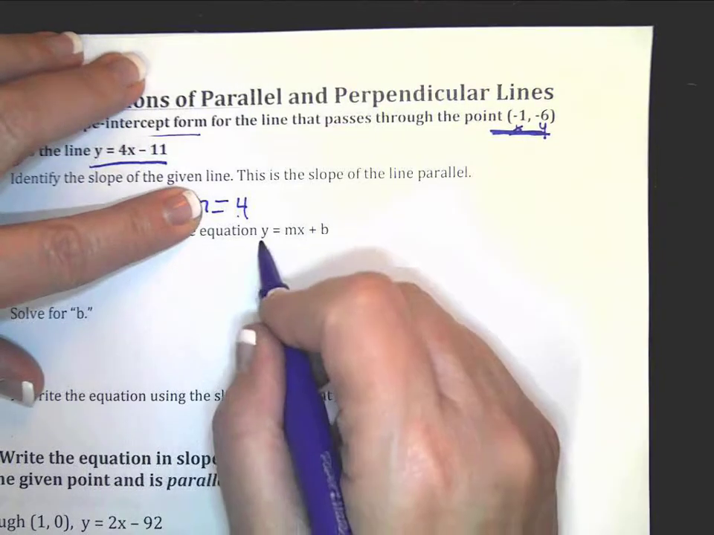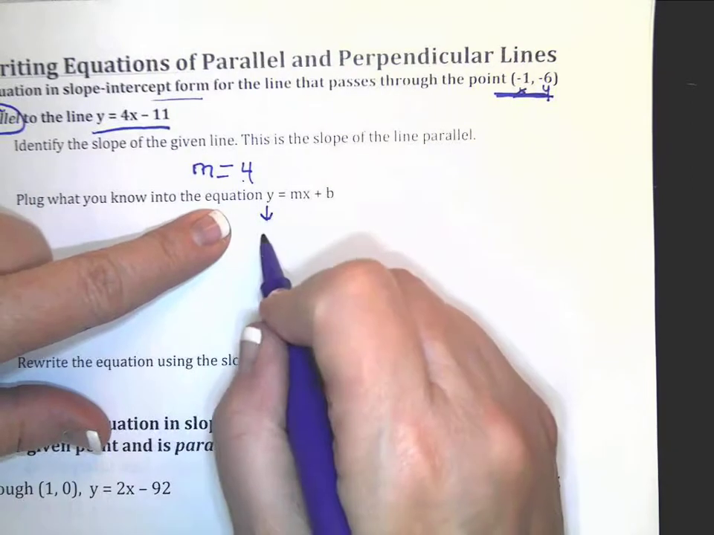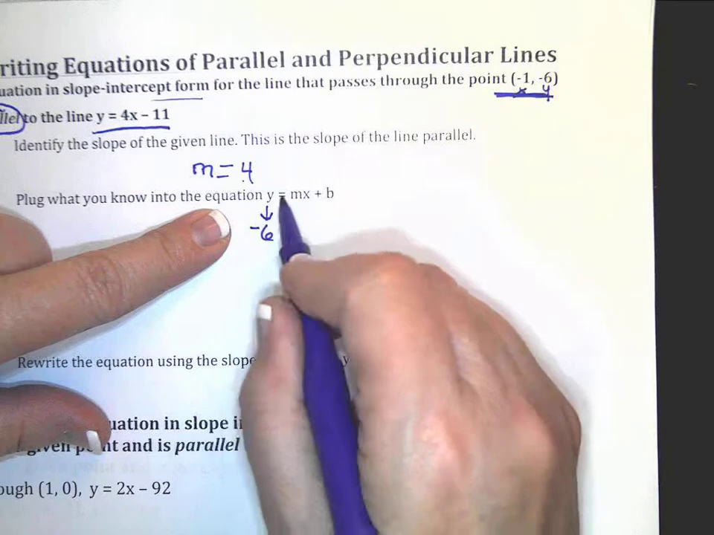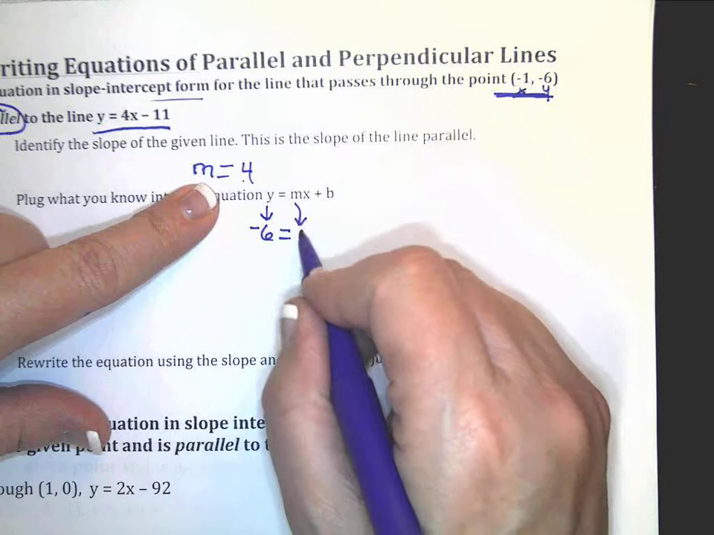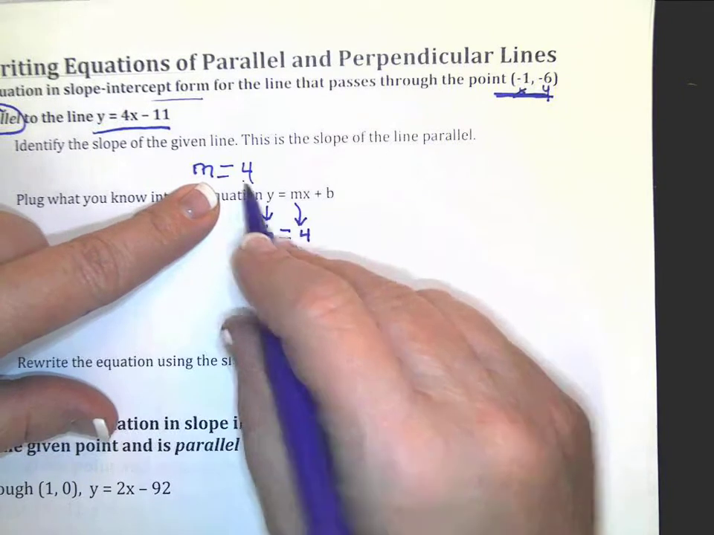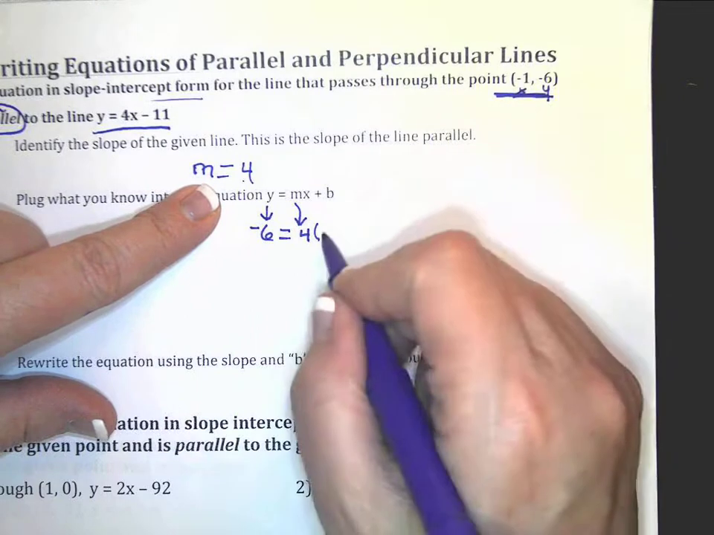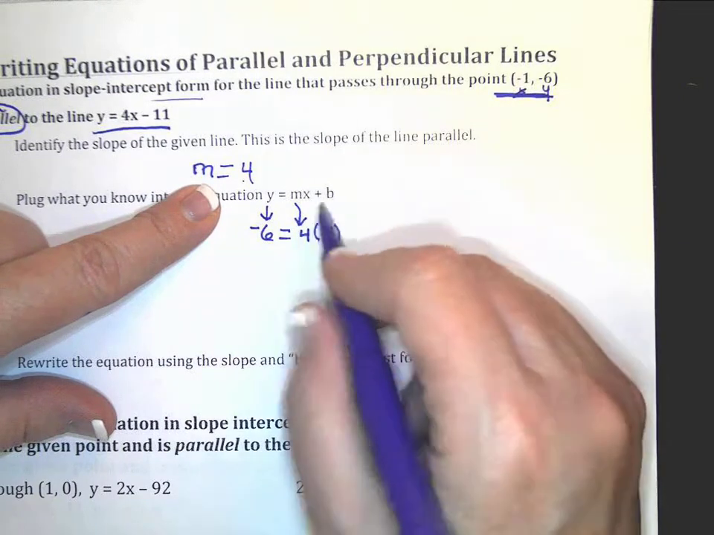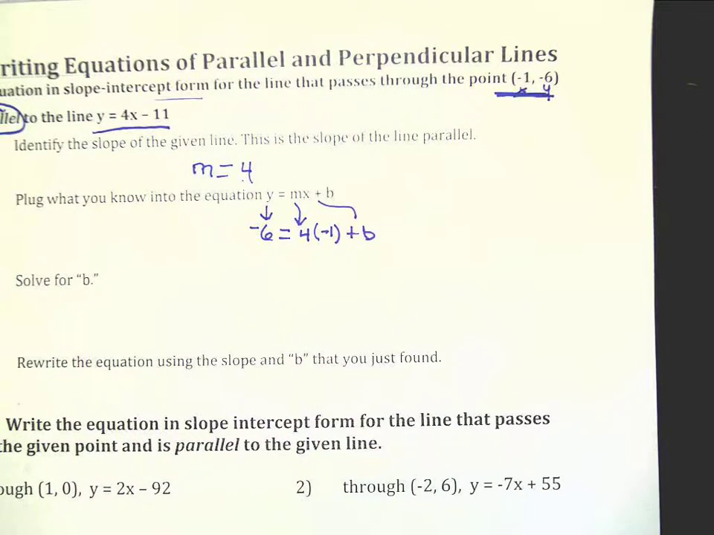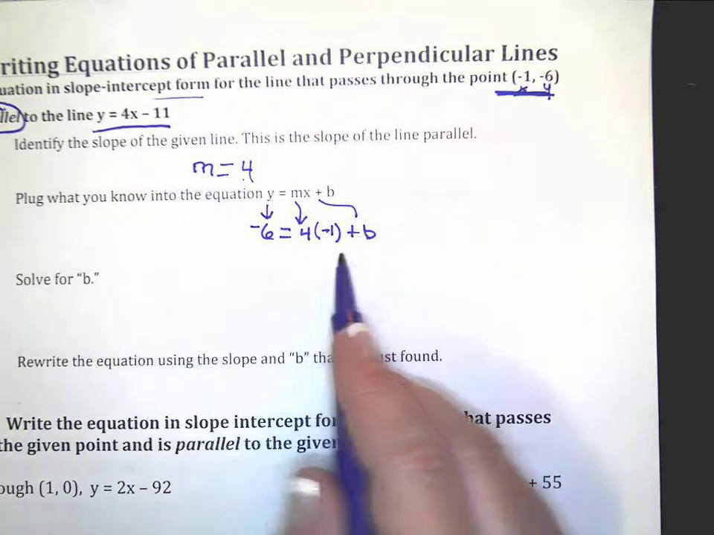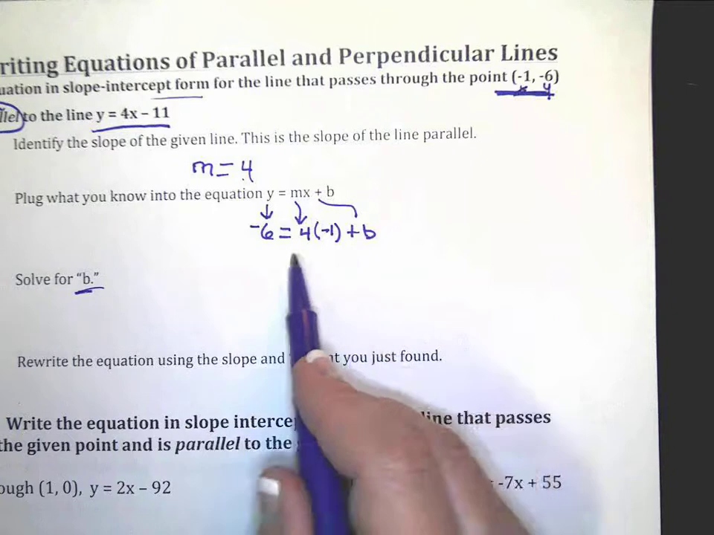of information here. So in place of y, we're going to substitute in -6, then the equal sign, and then for m, we're substituting in 4, because that's our slope, times x, which will be from this point, which is -1. Then at the very end, we have plus b. So what we're doing is we have an equation now where we know everything except for b, the y-intercept. So we're going to go ahead and solve for b.